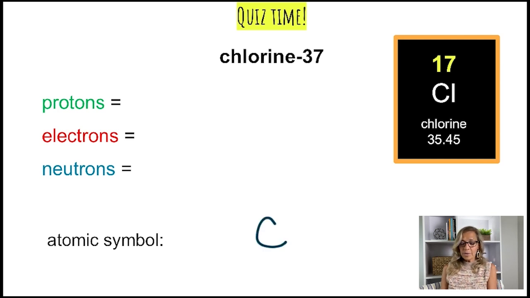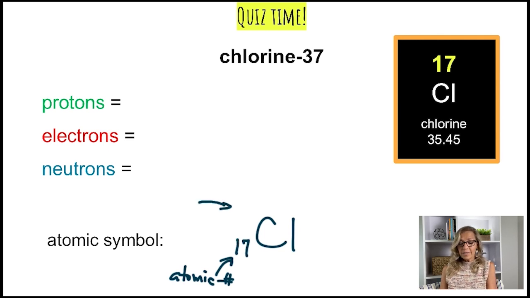So for the atomic symbol, I'm going to use the symbol for chlorine, Cl. Hey, just while I'm thinking about it, always use a capital first letter. Don't go lowercase. Then we're going to put the atomic number here, right? The atomic number is the number of protons, okay? And for chlorine, that is 17.